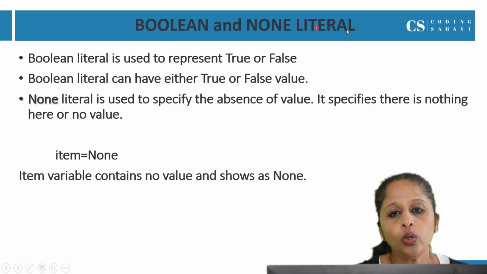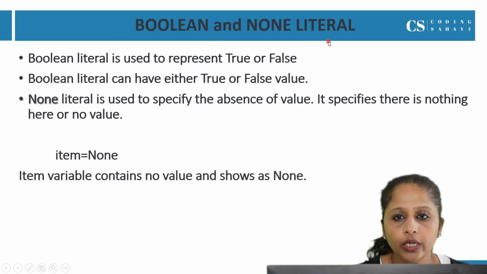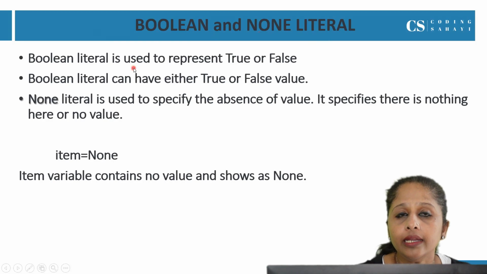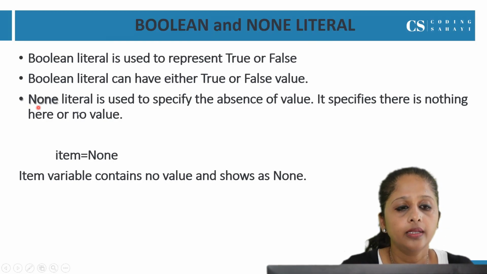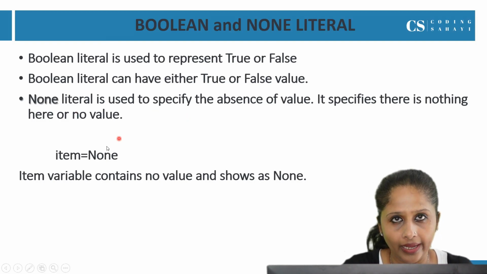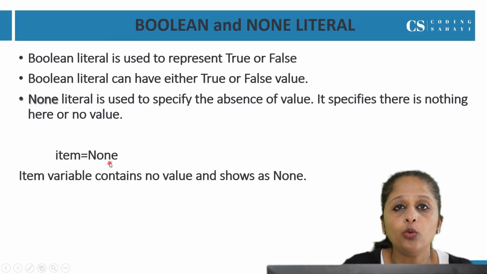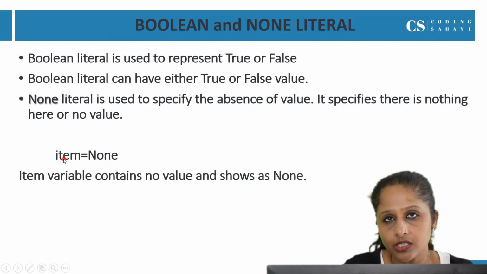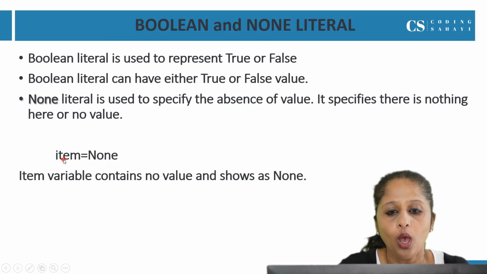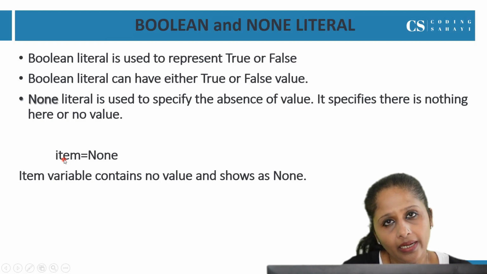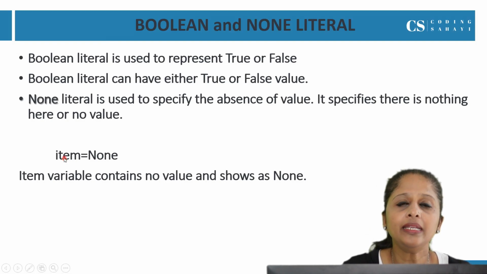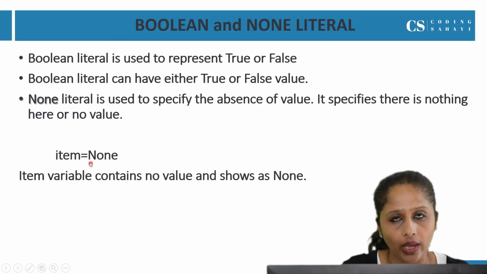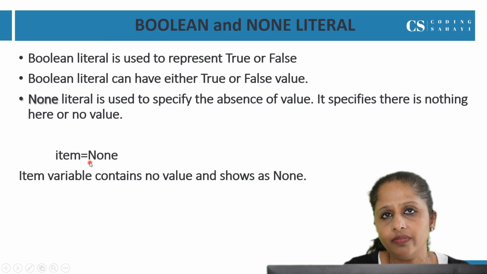Now we have Boolean and None literals. A Boolean literal is used to represent true and false. The None literal is used to specify the absence of a value. Like here I am giving a variable item which is equal to None. That means item does not contain any value, and while printing it shows None. That means you can assign any other value to item later. Sometimes we have to give values like that.